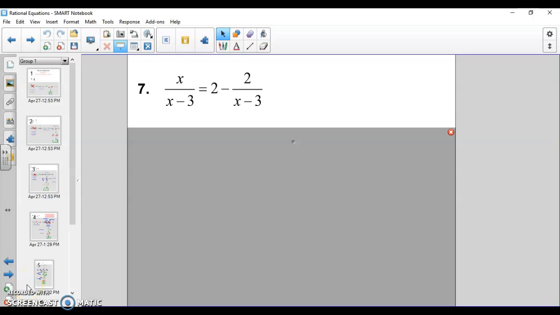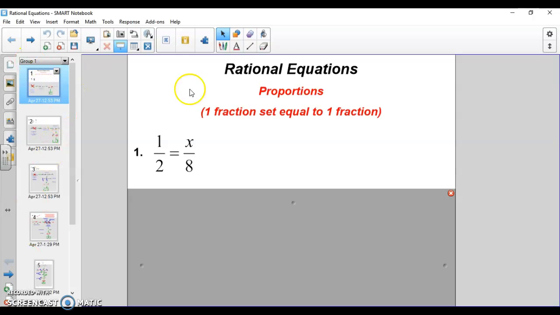This is our last week with rational functions, actually. Last week with fraction problems. We're solving equations this week. I got 7 examples total for you. The first couple are going to be proportions, which means one fraction on one side, one fraction on the other. We'll start off with a pretty basic one here, and then we'll go from there.